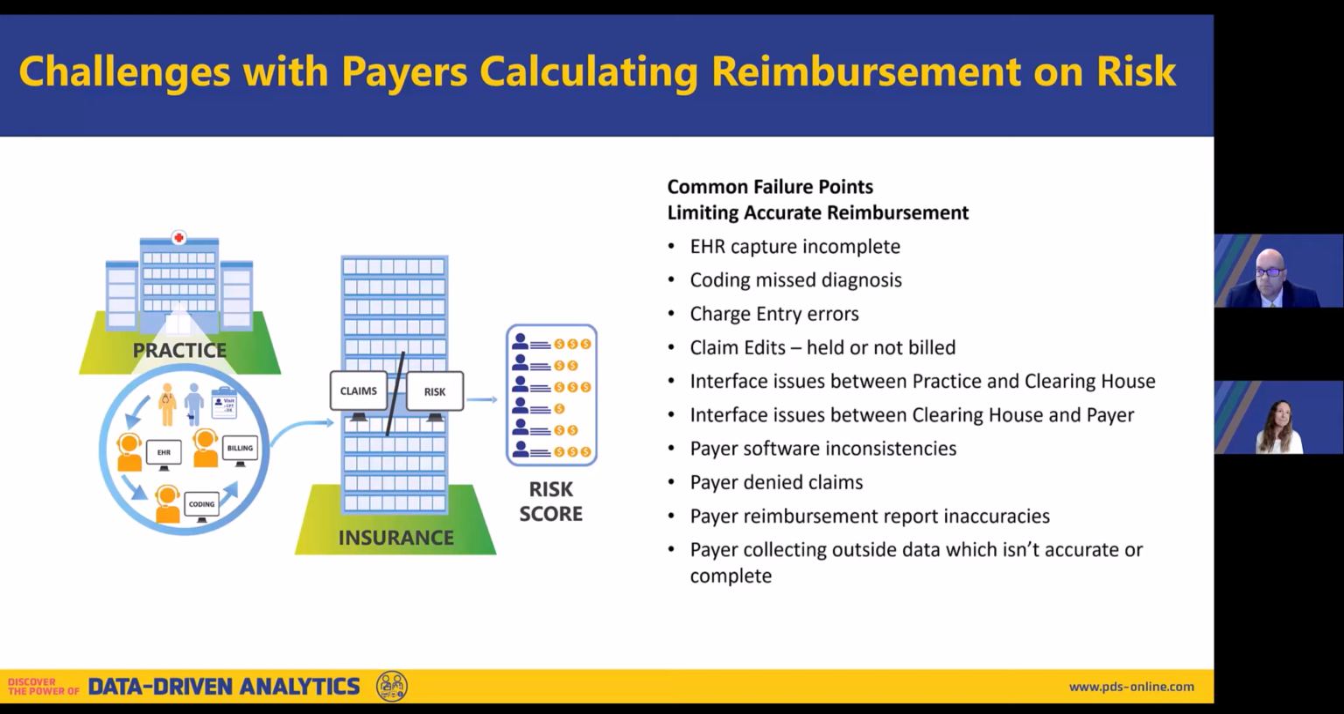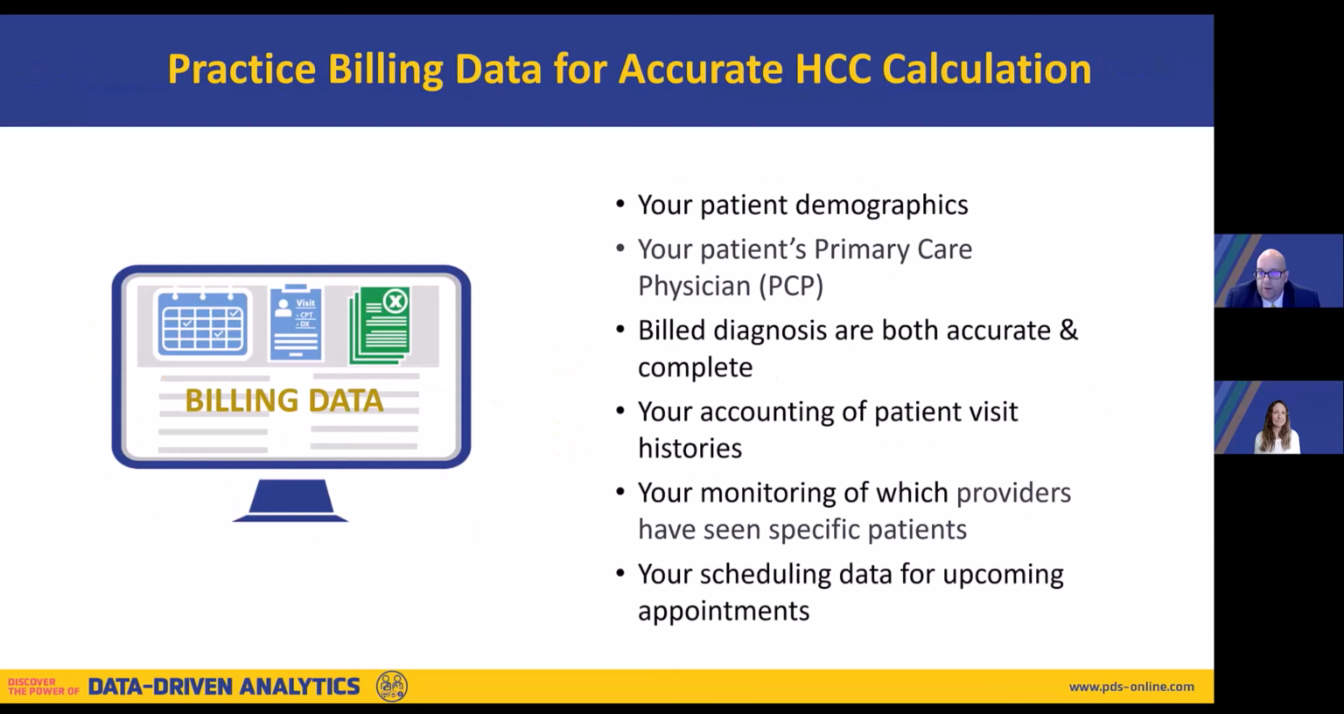kind of round out that complete picture that we're looking at is if we incorporate our billing data along with it, and we start doing the risk scoring internally, where we can look at a complete picture of the patient, because we've got a complete and accurate list of diagnosis codes. We know who the patient's primary care physician is. We have a list of our patient demographics. We know which patients have been in. We know which patients are coming in.